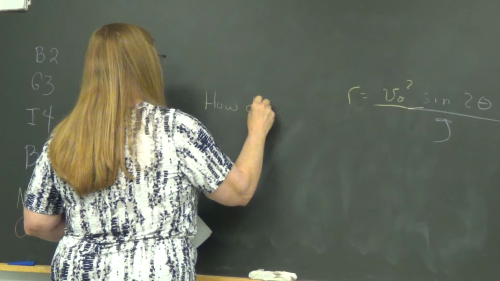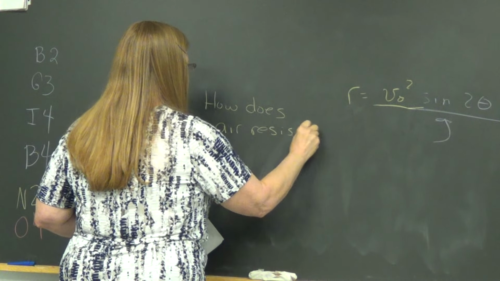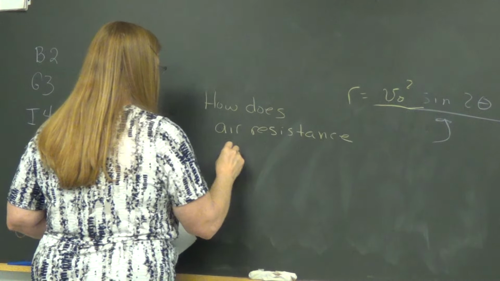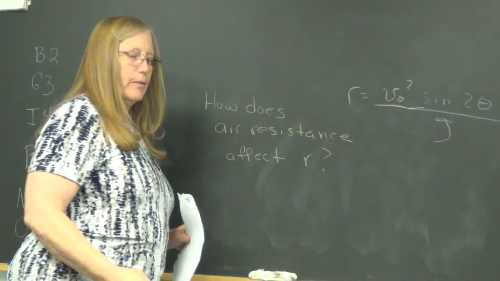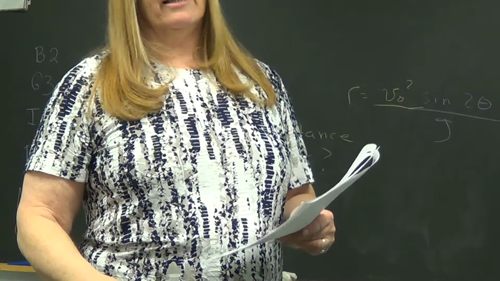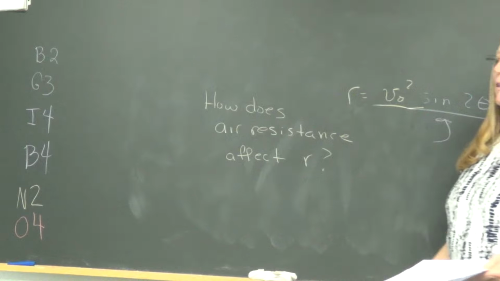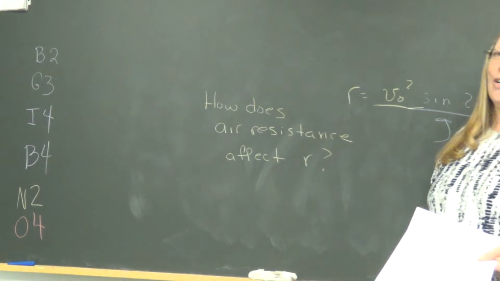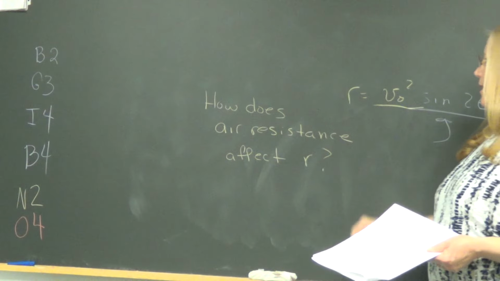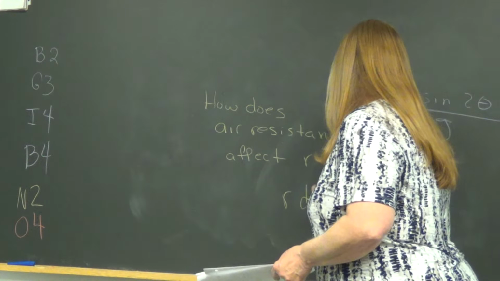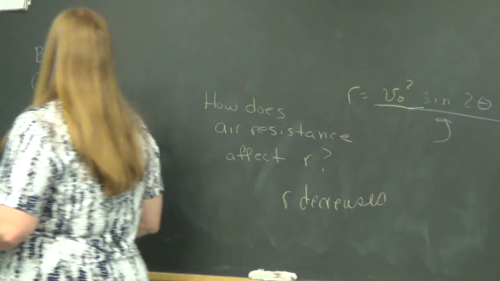How does air resistance affect R? So we're going to add that into it. Did you say that air resistance will decrease the range? Yeah, because it's going to slow it down. It's going to go through all these air molecules and bump into them, and it's not going to go as far. So R decreases. All right, if you said that, you may cross out N1.